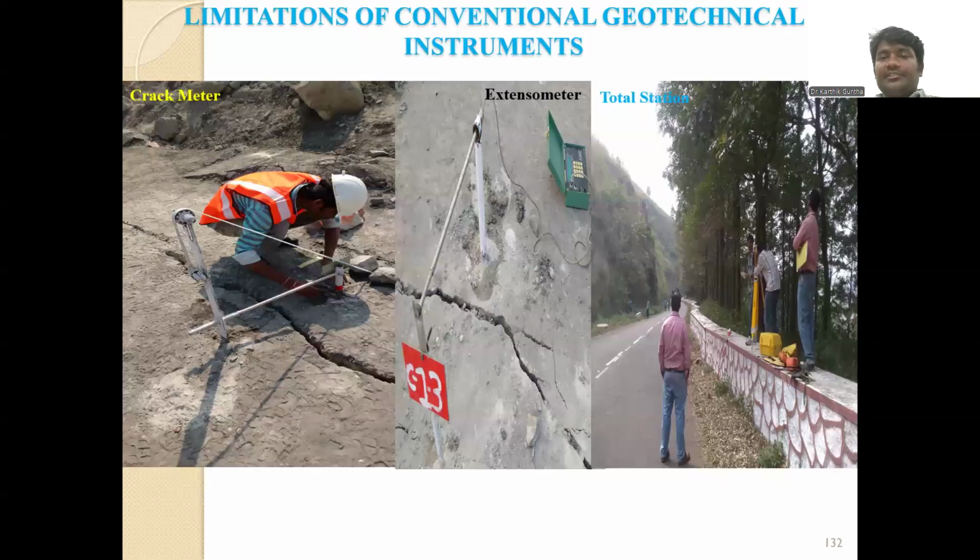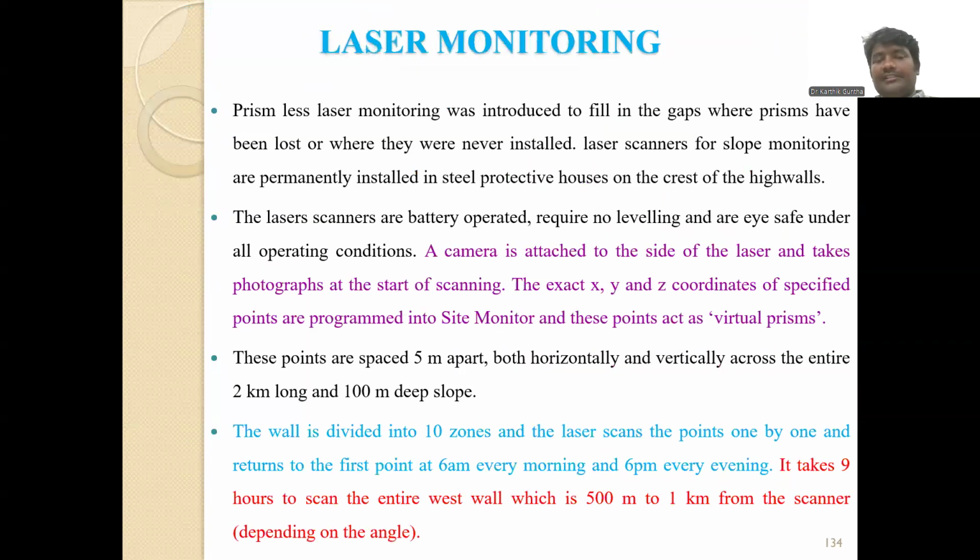These are the crack meter, extensometer and total station, and how they are used. These are conventional instruments where human involvement is definitely required for collection of the data. The problem with the conventional system is that separate manpower is required, and it does not provide any alerts.